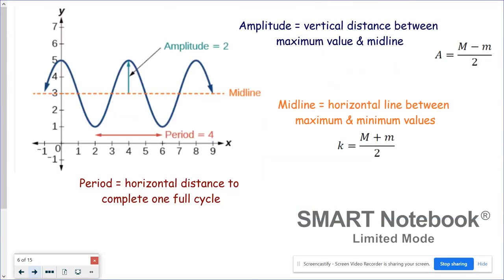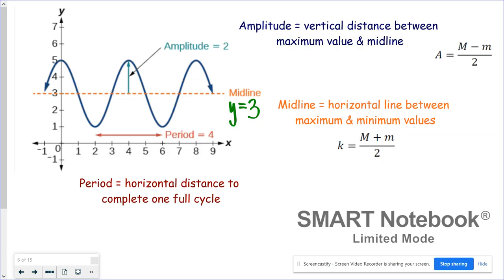So I have another visual for you guys here. So here I have a graph of a periodic function, and it's showing you that the amplitude is 2, the midline, they didn't write the equation, but it would be y equals 3, and then the period is 4. So the amplitude is that vertical distance between the maximum value and the midline.